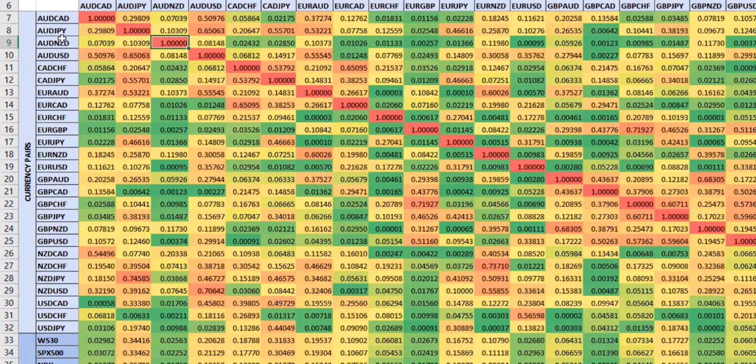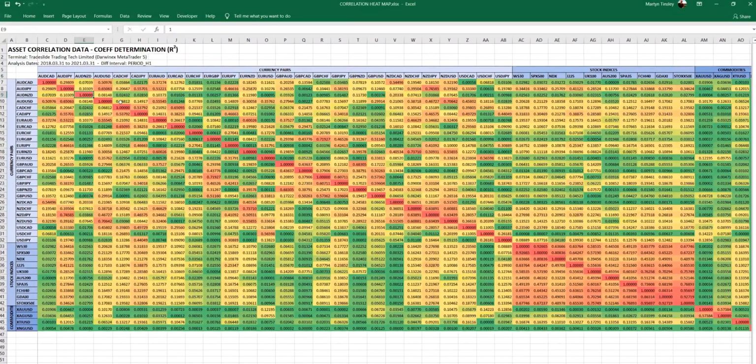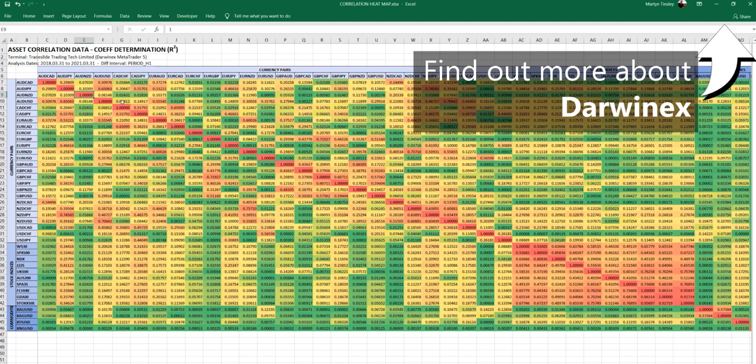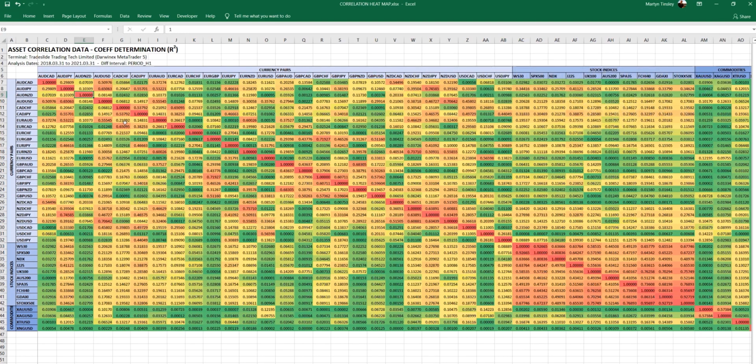And as you know, a value of 1 always represents a perfect correlation, and a value of 0 represents no correlation. And so I've then color-coded this heat map so that values of 1 will be red, values of 0 would be dark green, and then you've got various shades in between. So let's now pick out some highlights of the information that this heat map is telling us.